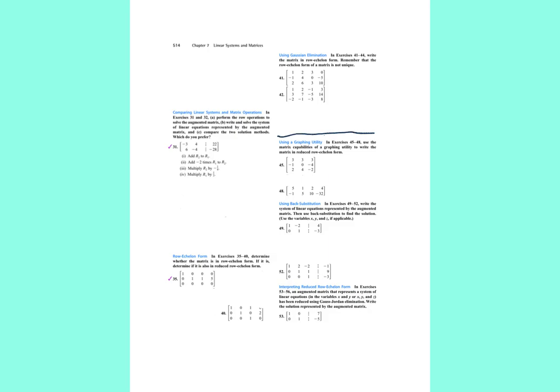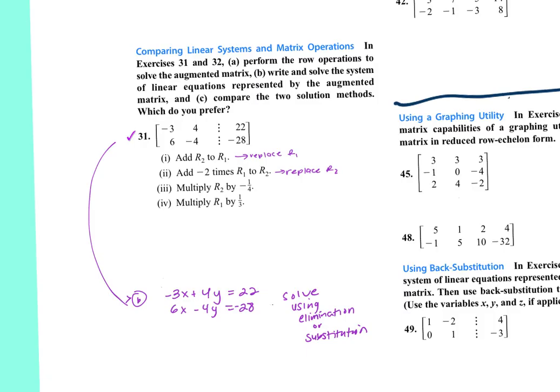So for tonight, you're going to stop here. It says, perform the row operations to solve the augmented matrix. So it actually tells you what to do in these steps. For the first one, it says add row 2 to row 1, and you want to replace row 1 with it. And then it says add negative 5 times row 1 to row 2. And this time you want to replace row 2 with it. Multiply row 2 by negative 1/4. Multiply row 1 by 1/3. And you will have put this in row echelon form. Then we'll do the last couple of steps tomorrow.